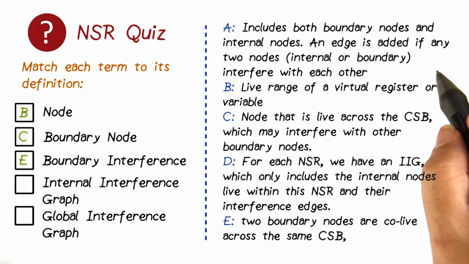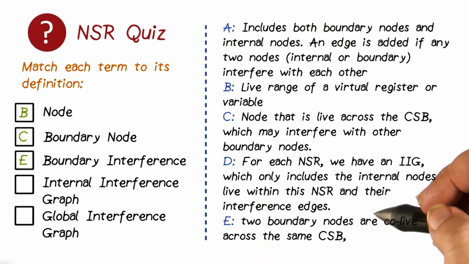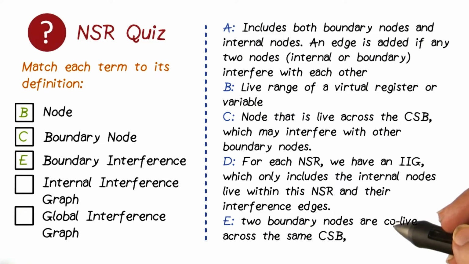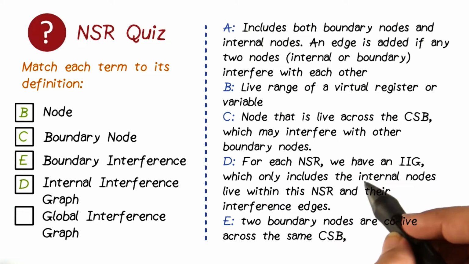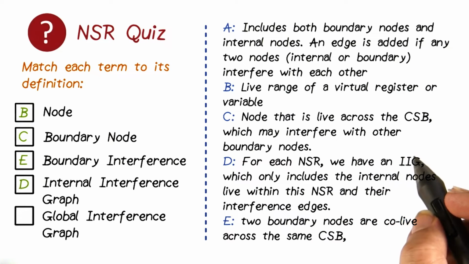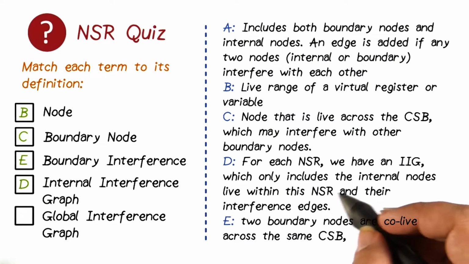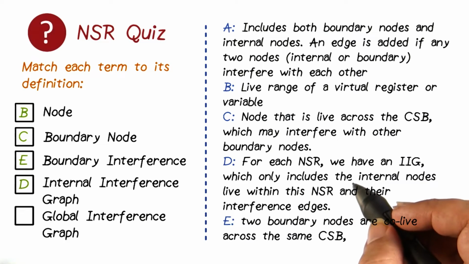What is the boundary interference? Boundary interference is the interference between the two boundary nodes that are co-live across the same CSB. What is CSB? CSB is the context switch boundary, or the one which lies in between the two NSRs. What is an internal interference graph? The answer is D. For each of the NSRs, we have an interference graph which only includes the internal nodes within the NSR, and that is called an internal interference graph.